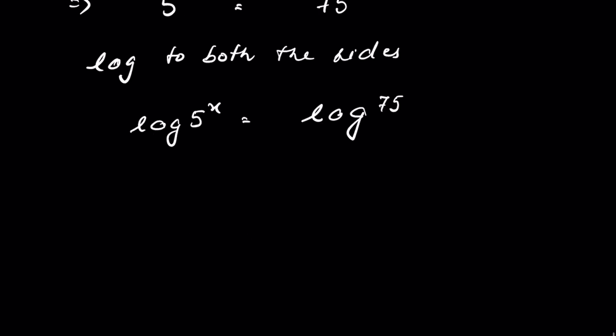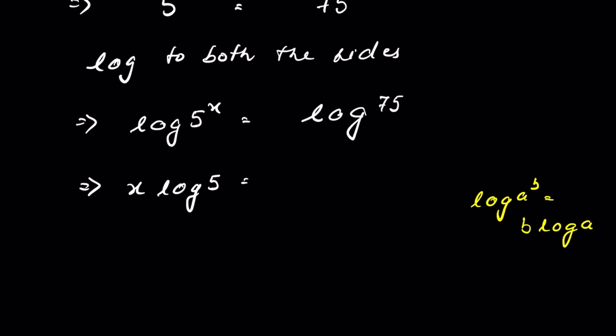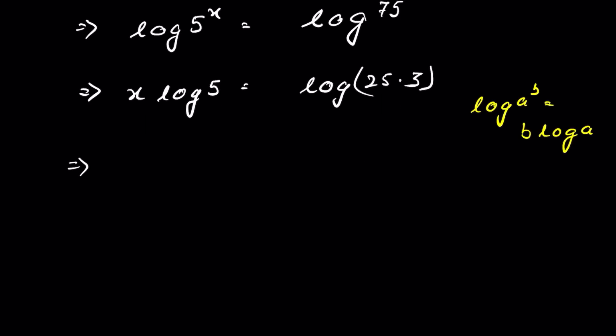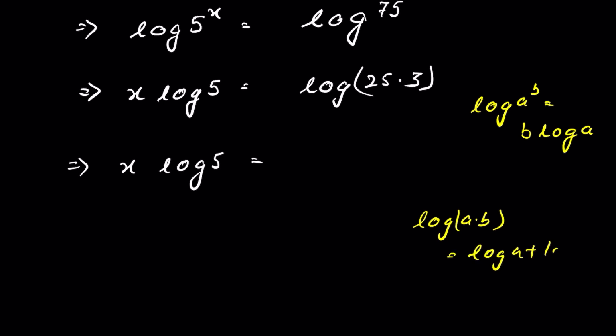Now there is a rule, if it is log a to the power b, then it is equal to b log a. So this will be x log 5, and log 75 we can write it as log 25 times 3. So x log 5 is equal to, again, log a times b is equal to log a plus log b. So this will be log 25 plus log 3.